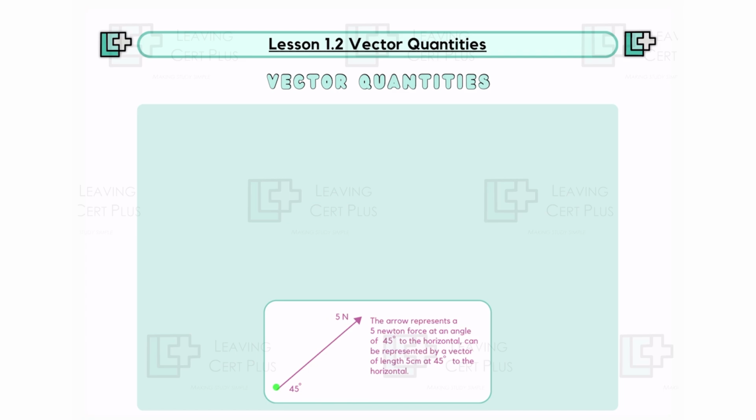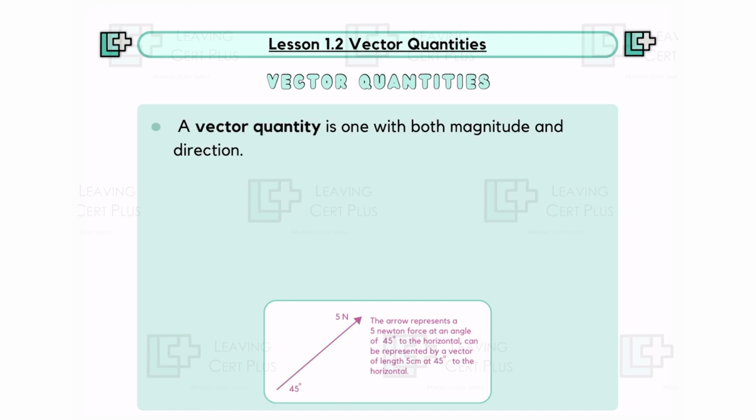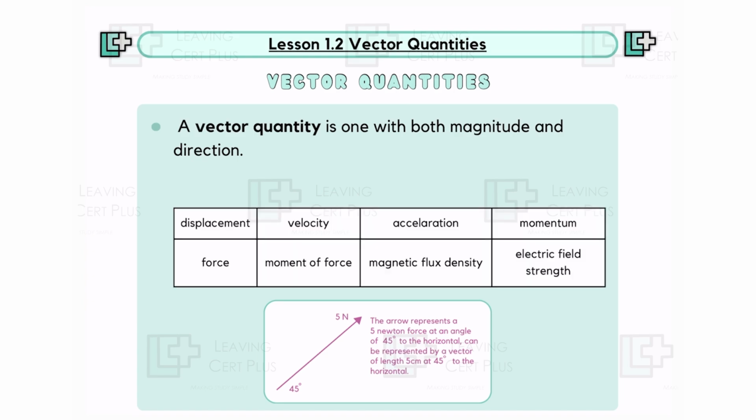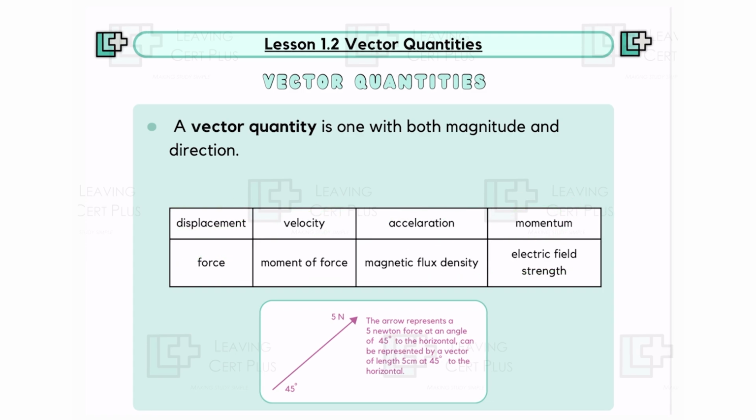Vectors are arrows. Vectors have magnitude and direction. And this is how we're going to define a vector. A vector quantity is one with both magnitude and direction. And there are a number of vector quantities that we're going to encounter in the physics course. So let's have a look at some of them. We have displacement, velocity, acceleration, momentum, force, and so on. So we're going to encounter those over the next videos.